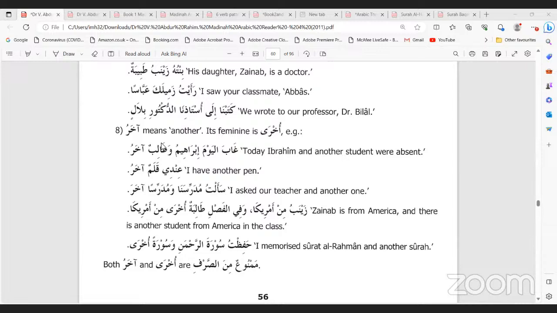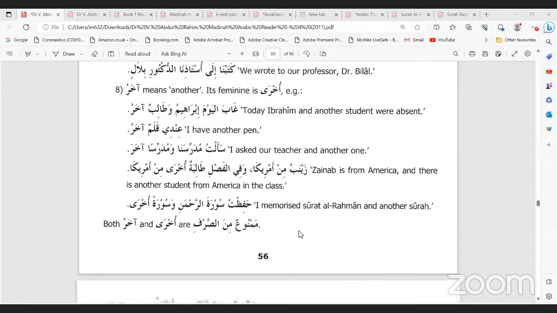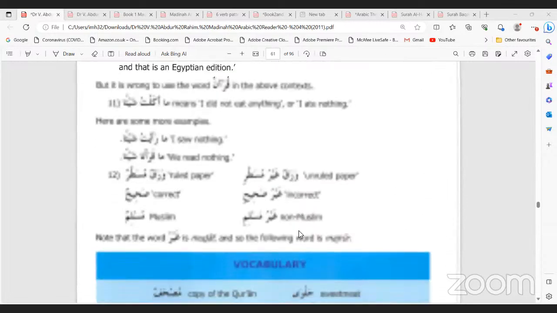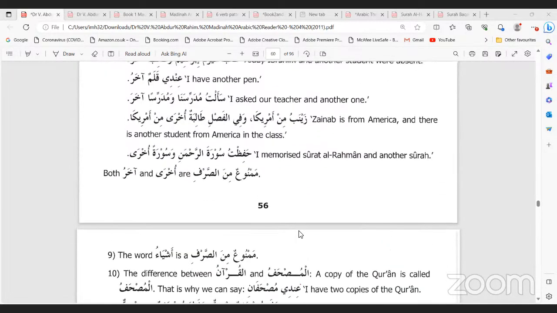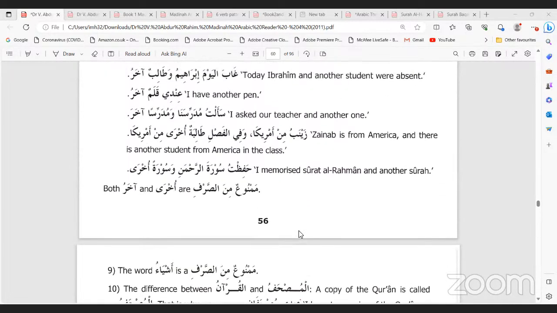Zainabu min Amrika wa fil fasli talibatun ukhra min Amrika. Zainab is from America and there is another student from America in the class. Hafiztu Surat al-Rahmani wa Surat al-Ukhra. I memorized Surah Rahman and another surah.